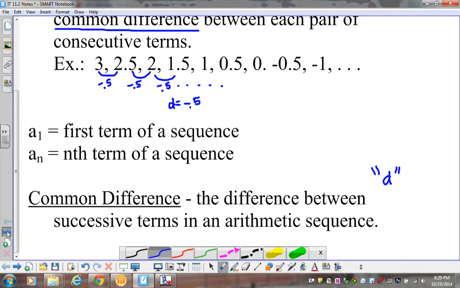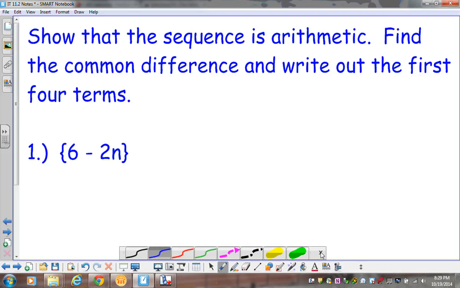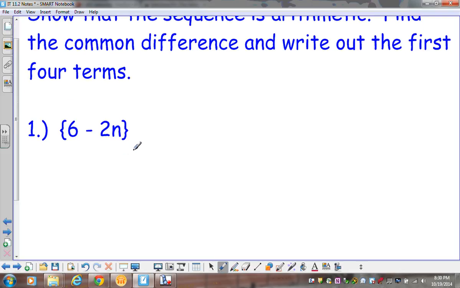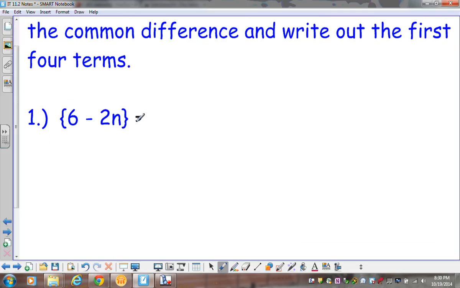All right, so let's look at this first example. It says show that the sequence is arithmetic. To do that, we're going to find the common difference and write out the first four terms. Now, to make this look a little bit easier, I'm going to make this look more like a linear equation. So I'm going to put this piece first. So I'm going to call that negative 2n, and then a positive 6.